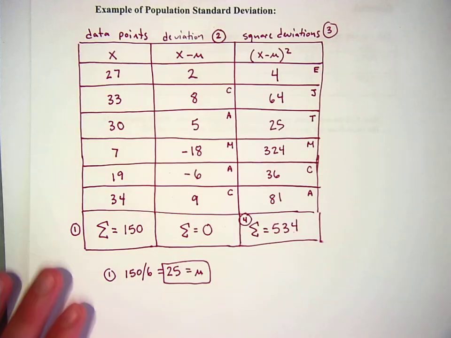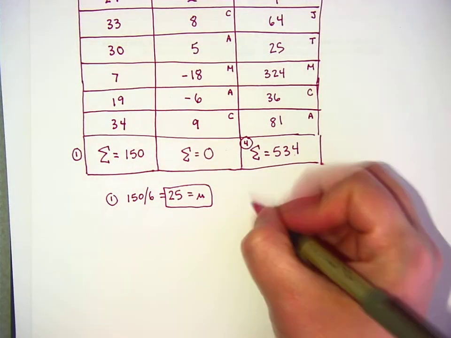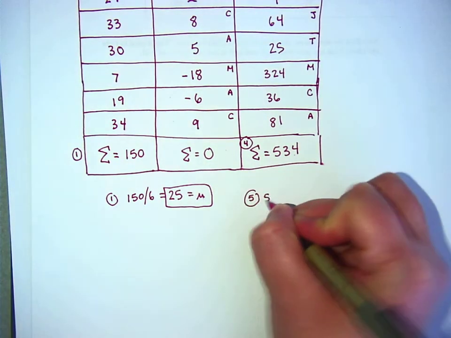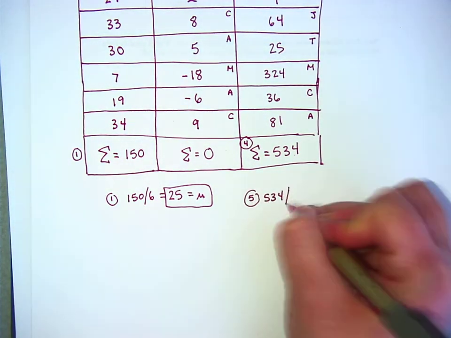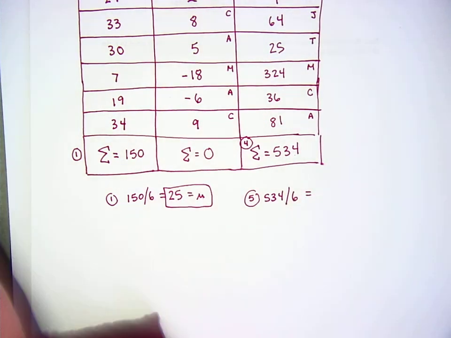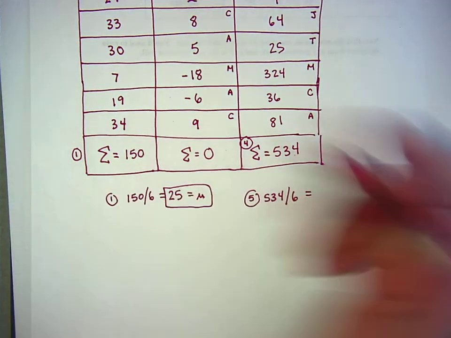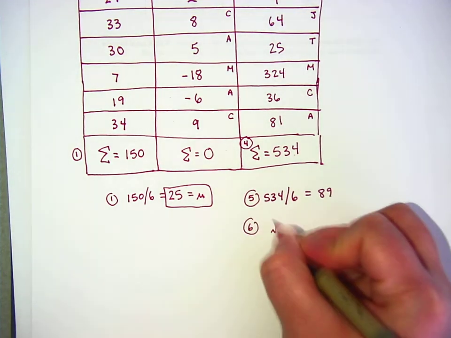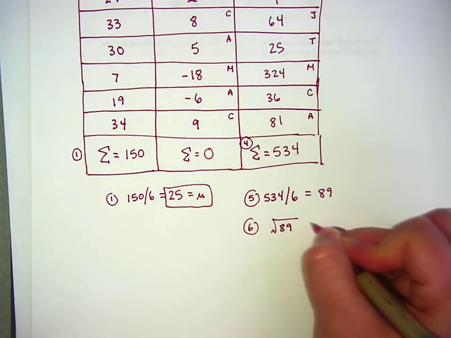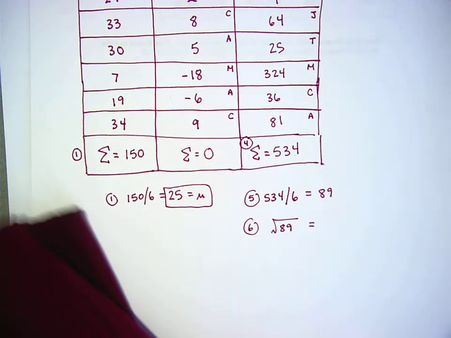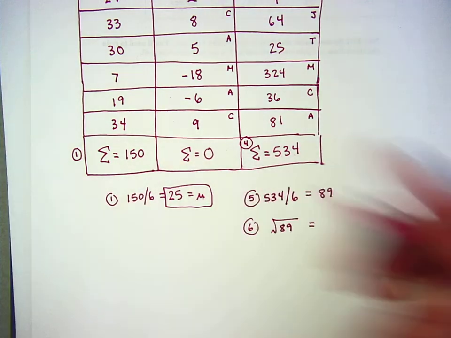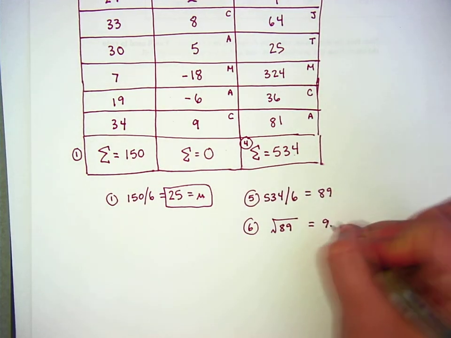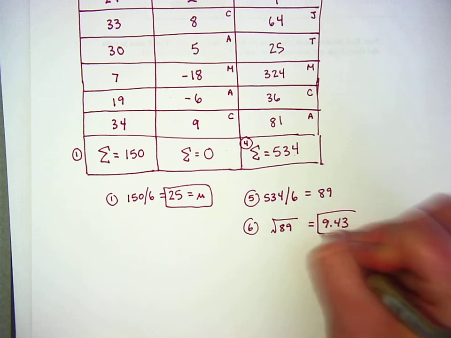So then over here on our example, really quick, for number 5, 534 divided by 6 data points. 89. Thank you. And then we're going to take 89 and take the square root of it. Yeah, 9.43, and that is the standard deviation.